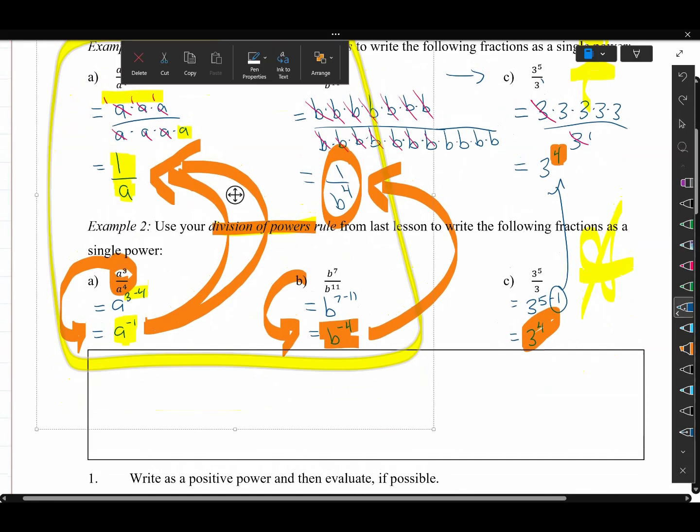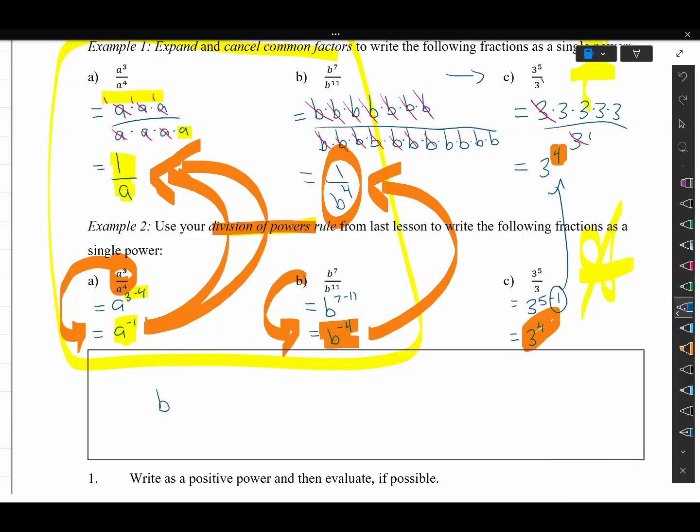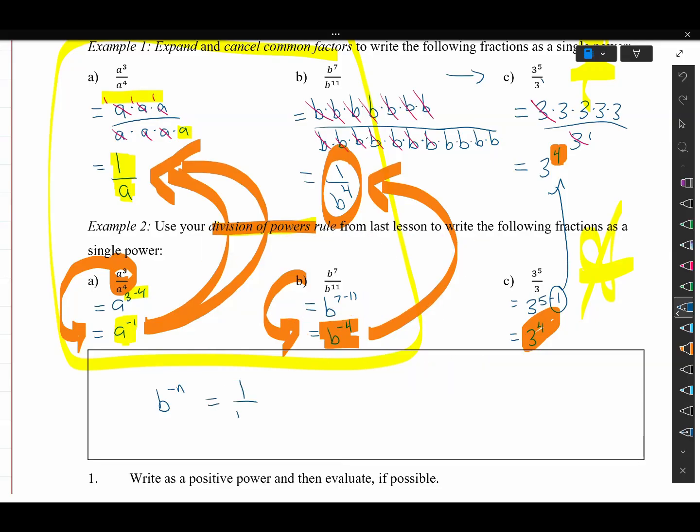Well, if I have any base, we'll say our base is b, to the exponent negative n, I can turn that into 1 over b to the exponent positive n, where what we do is we just get rid of the negative on this exponent, we put it into a denominator, and we work with our numerator.